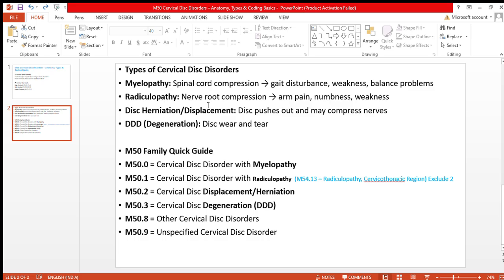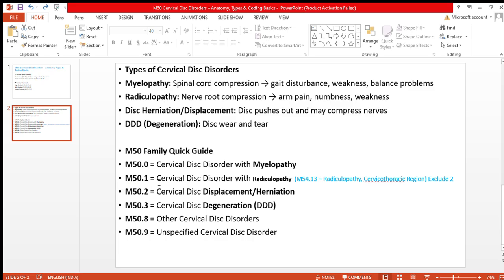Next is radiculopathy. Radiculopathy means the disc is pressing on a nerve root. Symptoms include neck pain radiating to the arm, numbness, tingling, and weakness. For cervical disc disorder with radiculopathy, we use category M50.1.